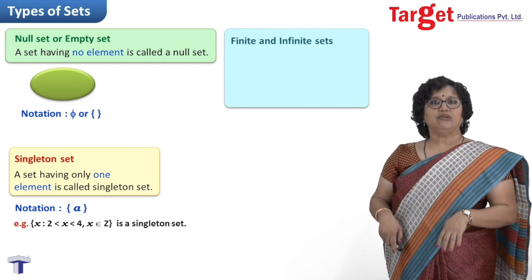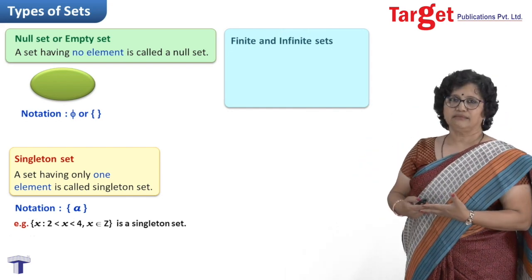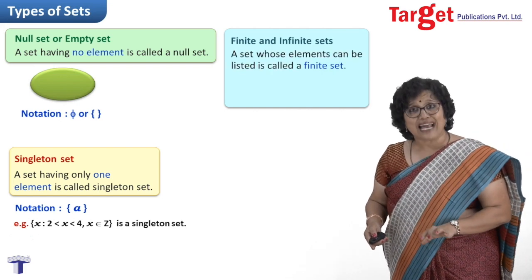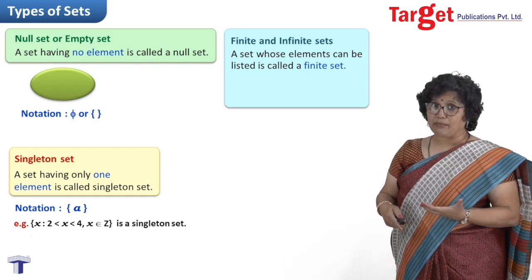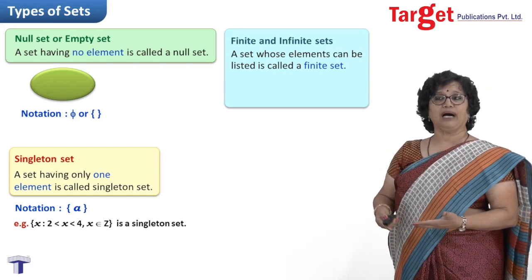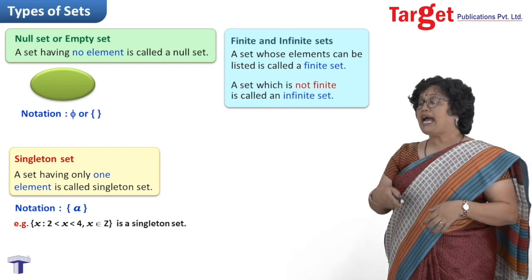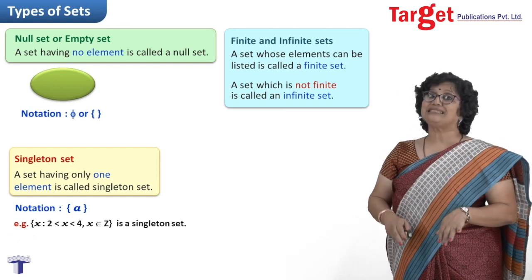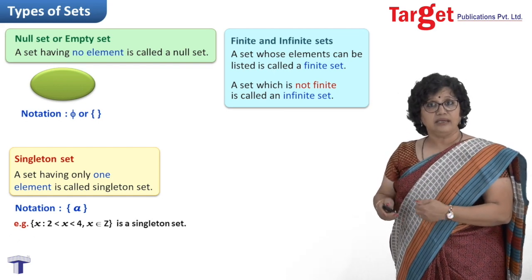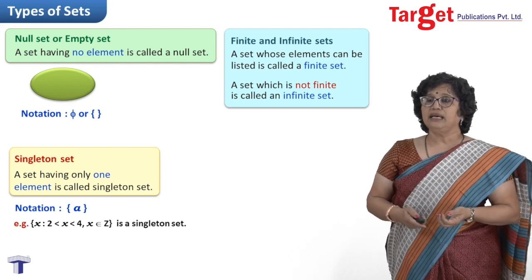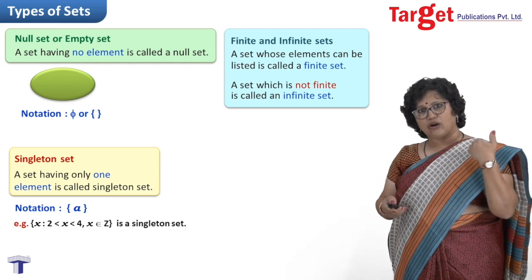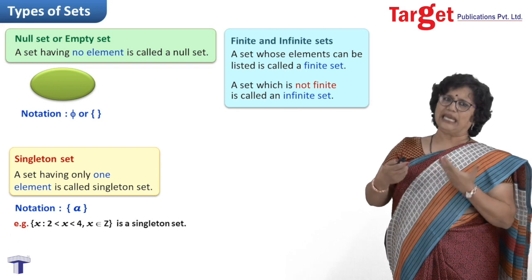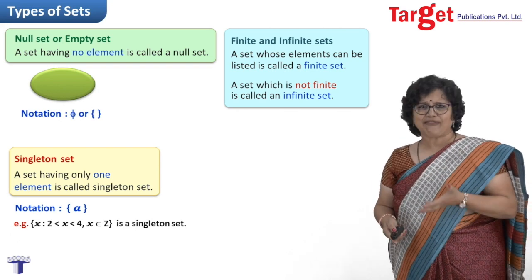I go to the next. Finite and infinite sets. As the name suggests again, in finite we are expecting a finite number of elements. So a set whose elements are finite in number, or they can be listed separated by comma, that would be called a finite set. And a set which is not finite, means you cannot list all the elements separated by comma, such a set is called an infinite set. Now you can start recalling, from whatever we have learned till now, what can be examples of finite set and infinite set. And I'm sure you all must be ready with certain examples.